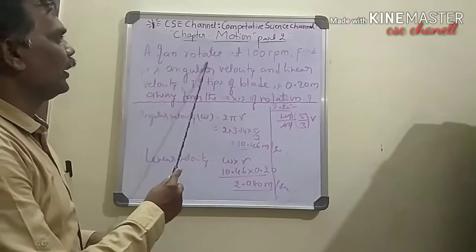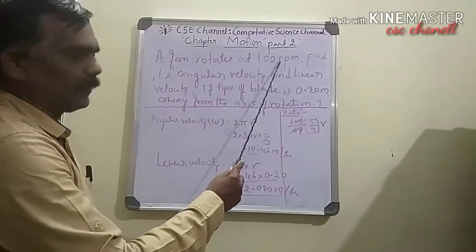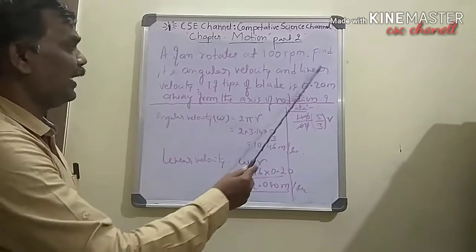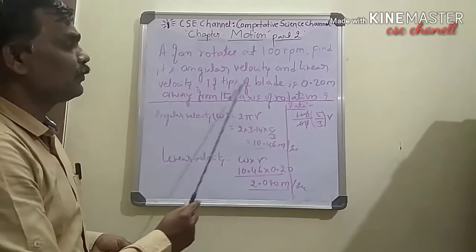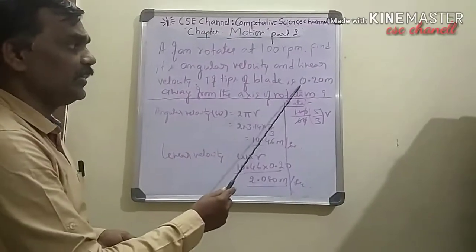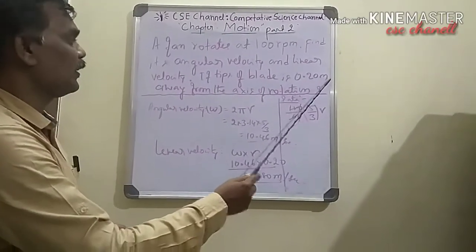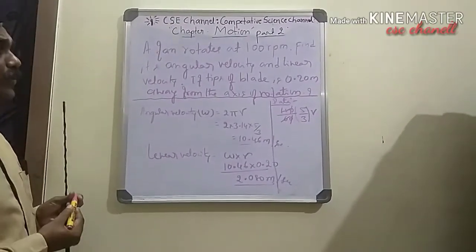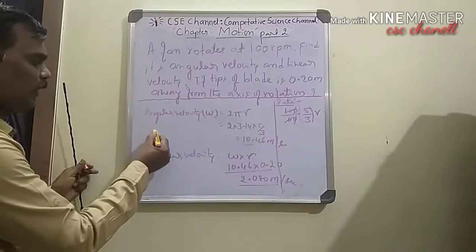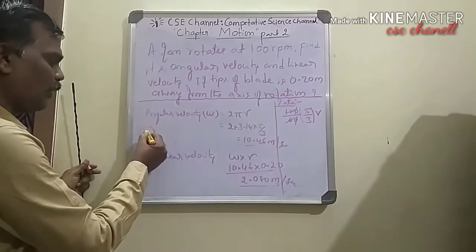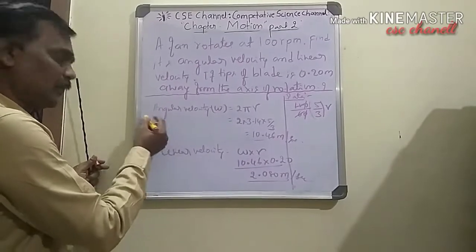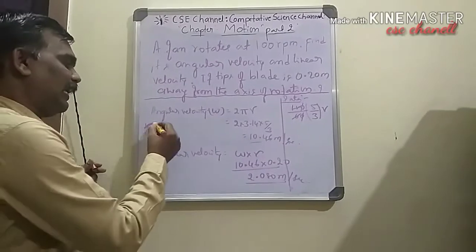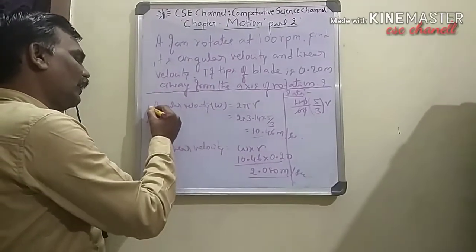A fan rotates at 100 revolutions per minute. Find its angular velocity and linear velocity if the tips of the blade of the fan are 0.20 meter away from the axis of rotation. Angular velocity means when an object revolves around a particular circle, it moves like this. This is called angular velocity. Linear velocity means straight line velocity.